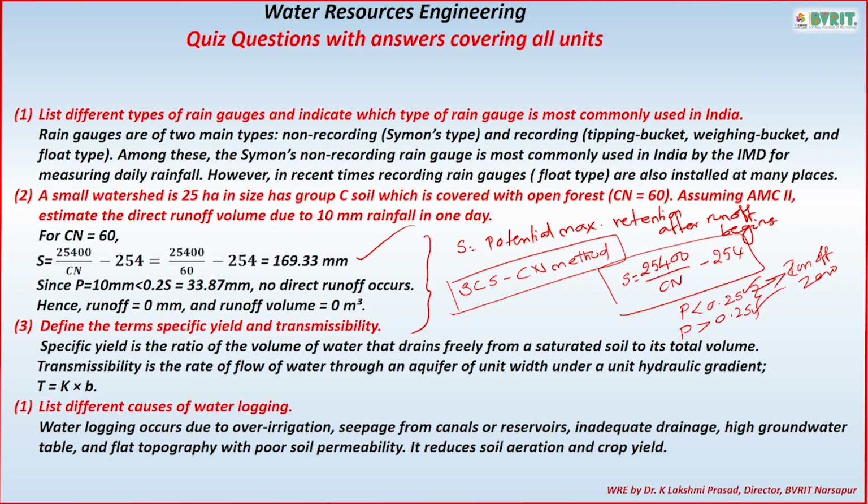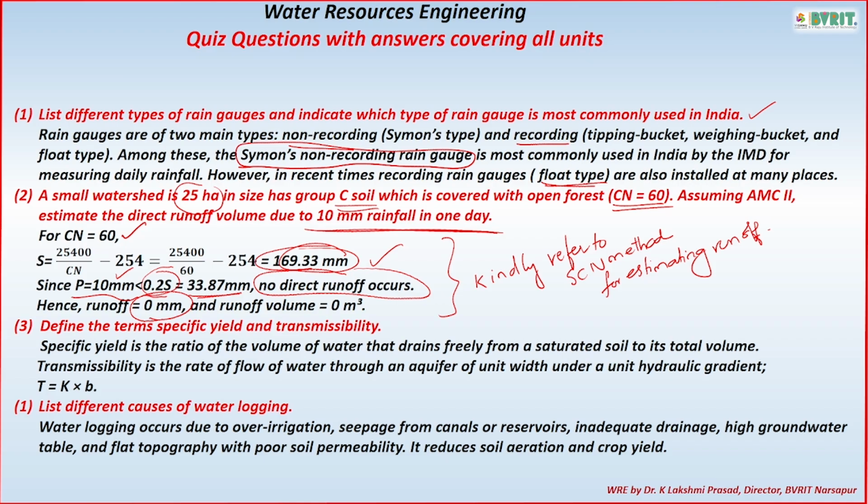Why are people using that 0.2S? 0.2S is nothing but the initial abstraction. So that much initial loss will be there. So your P value is less than that initial abstraction, that initial loss itself. Then where is the question of runoff? So that's why the runoff value is equal to 0.